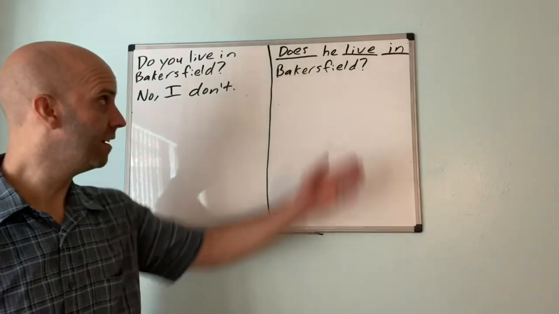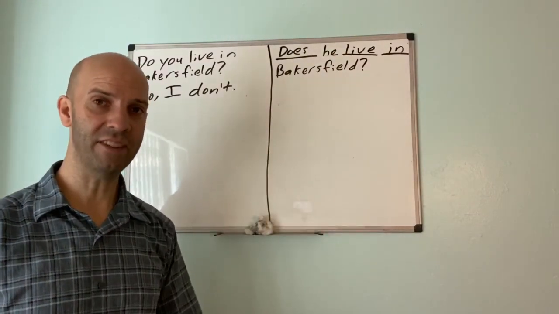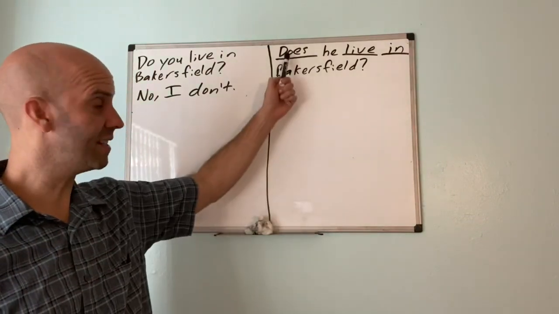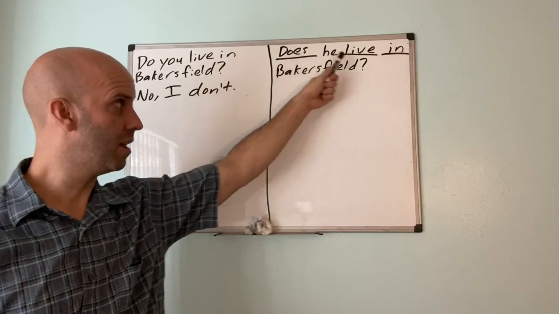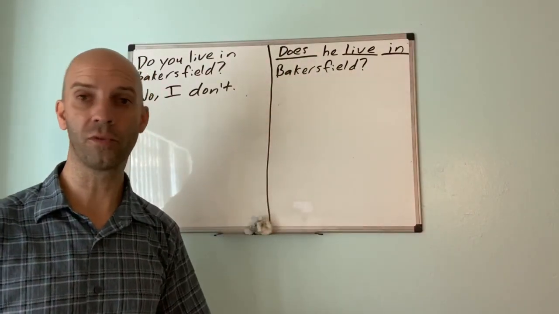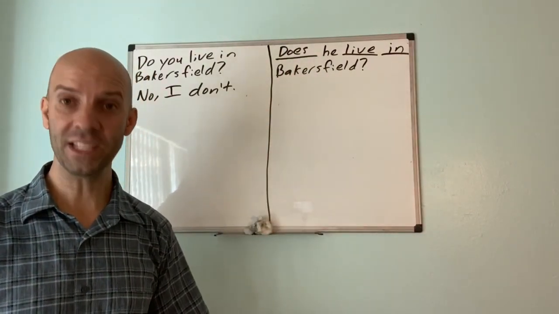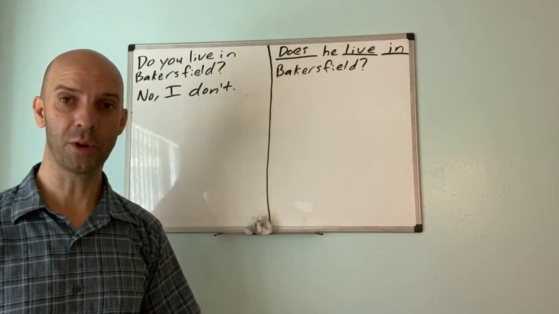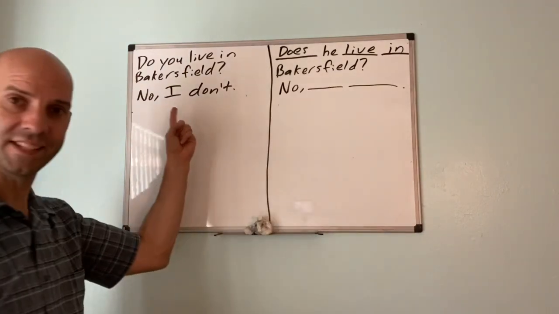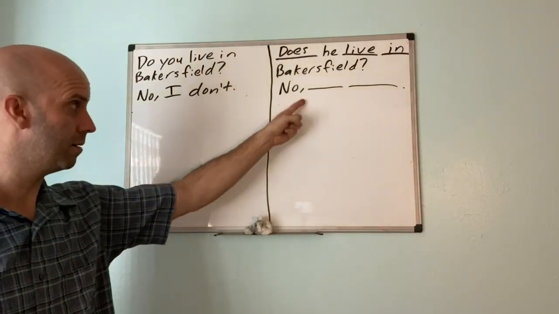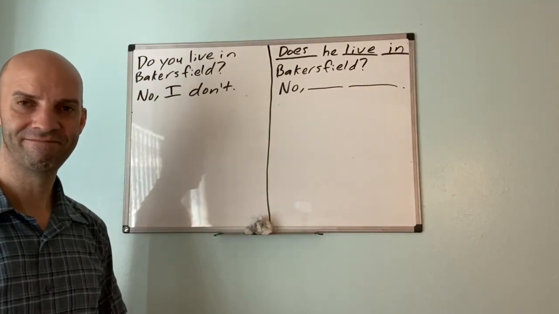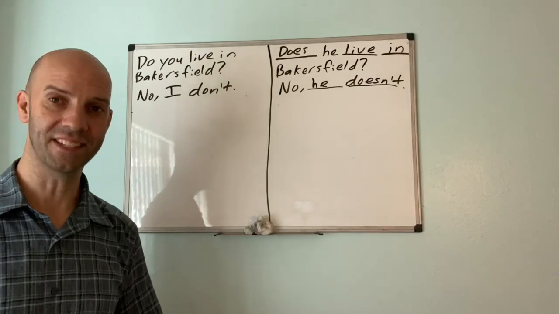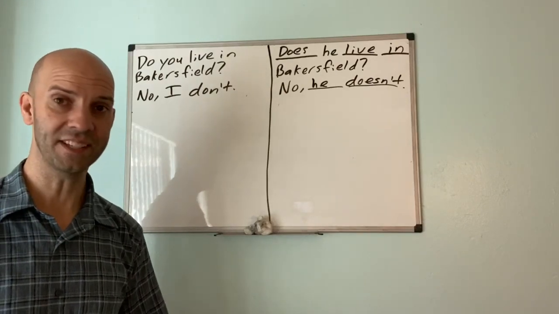Notice here that live does not have an S. That's because does is part of the sentence. Whenever does is there, the verb returns to its normal form, the original base form, in the third person of the simple present. Right? The same answer, but in the third person. No, he doesn't.